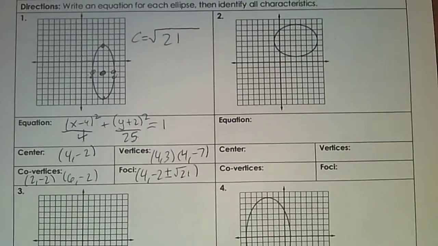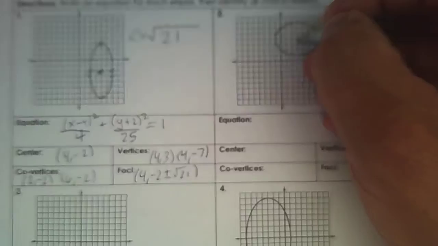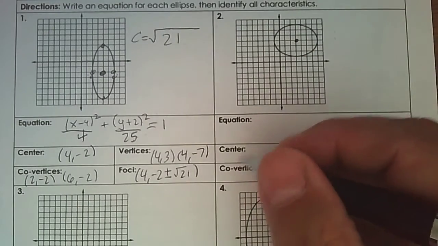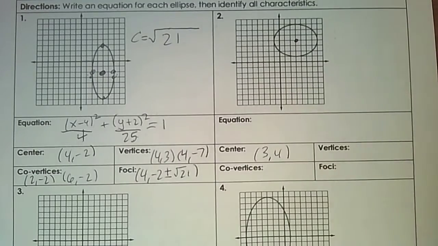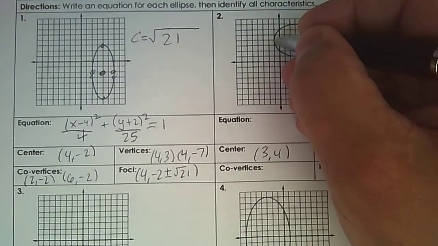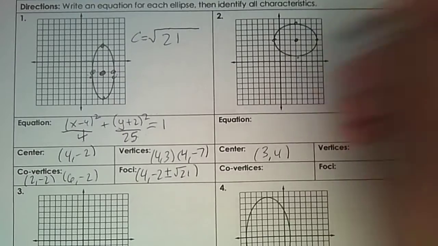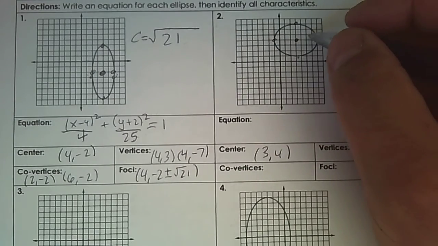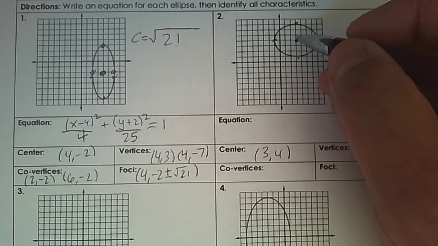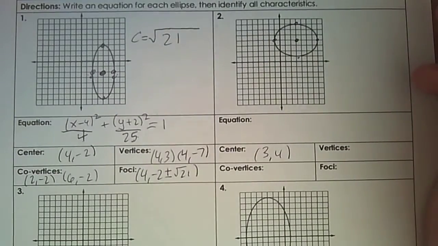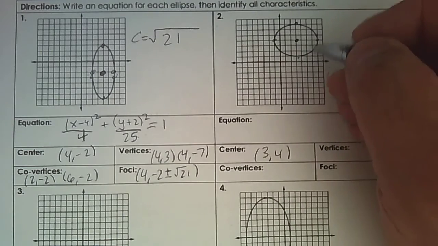All right, number 2. Can you find the center of this ellipse and then write down what the center is? So 3 to the right, 4 up, that's the center. Next, the vertices. Can you identify the major and minor vertices? I mean, it's almost a circle. A circle would be an ellipse where we don't have a minor and major. That means the diameter would be the same in all directions. But this is a little wider than it is taller.